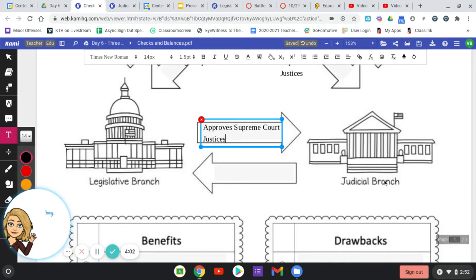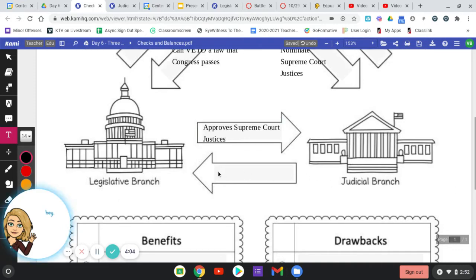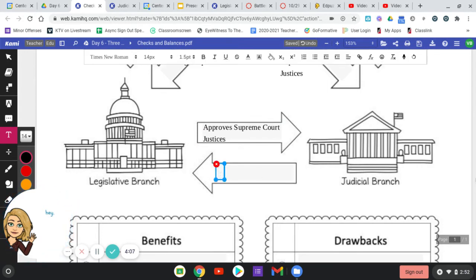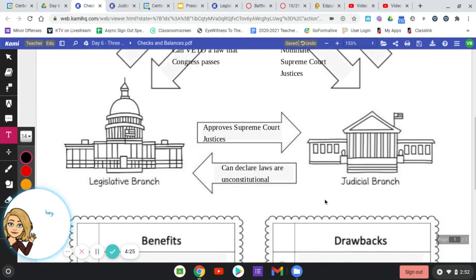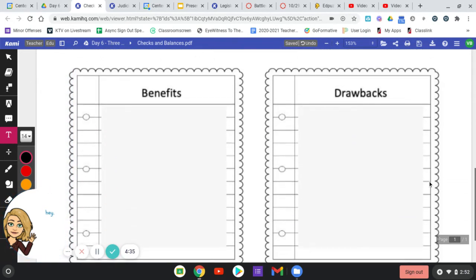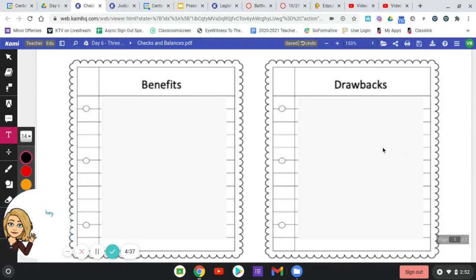And how does the judicial branch check the legislative branch? Well, they can decide whether a law is unconstitutional or not. So they declare laws unconstitutional. So the legislative branch can make a law, but then the judicial branch can ultimately declare it unconstitutional and the law goes away. So what are some of the benefits and drawbacks of having the system of checks and balances?